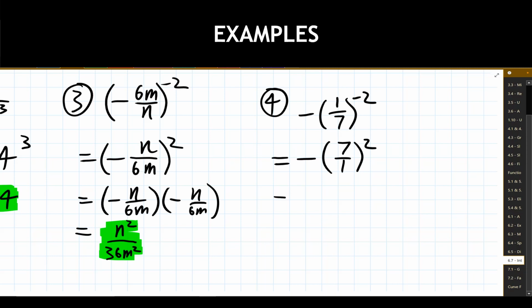A little bit of a rewrite here. Let's make this a little bit nicer for ourselves. Let's just make that 7. So now I have the negative of 7 raised to the second power. Well, 7 to the second power, that's going to be 49. Again, the negative out front is not being affected by that. And we just get negative 49 as our final answer.